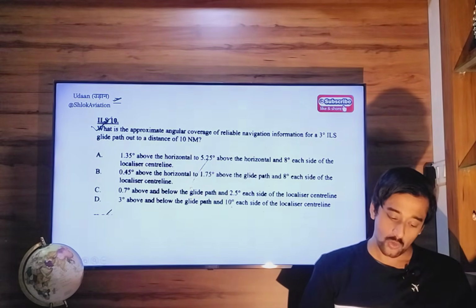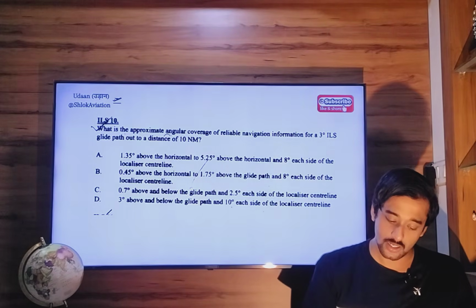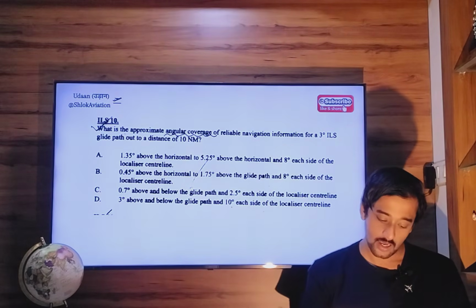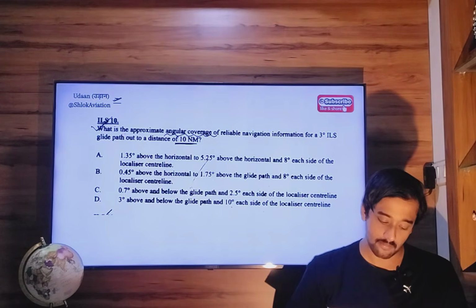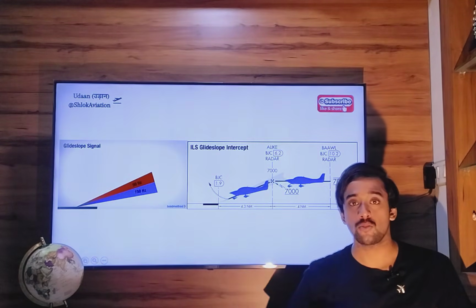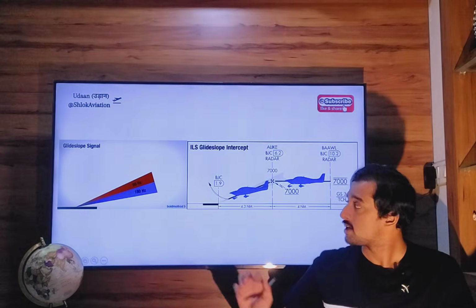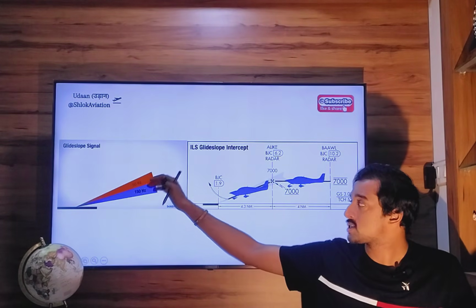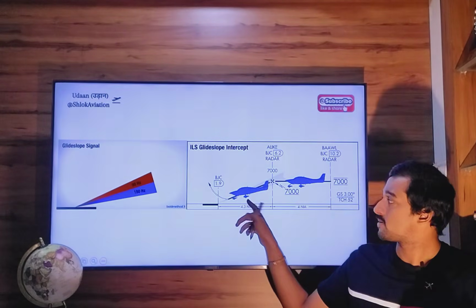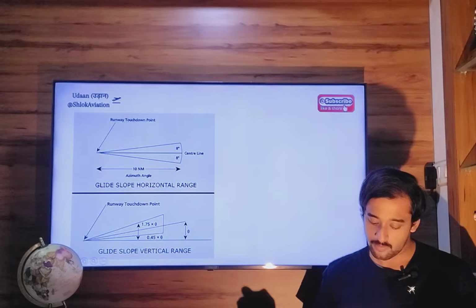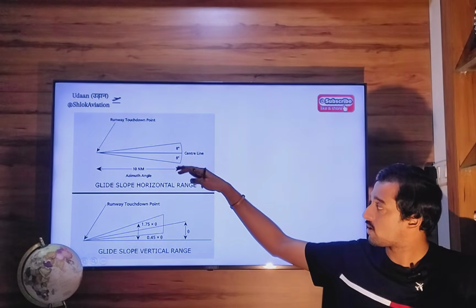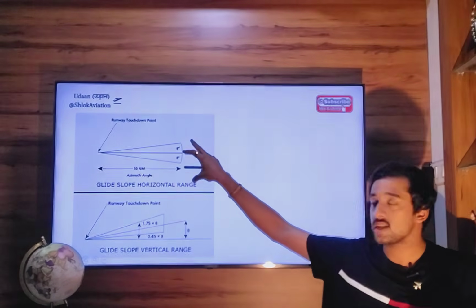Last question. What is the approximate angular coverage of reliable navigation information for a 3 degree glide path out to a distance of 10 nautical miles? So, your glide slope signal will transmit two amplitude modulated signals, just like localizer does. 90 Hz signal will be above the 150 Hz blue signal. Remember this. Second thing, you have to remember this coverage. Now here is the horizontal range shown to you.